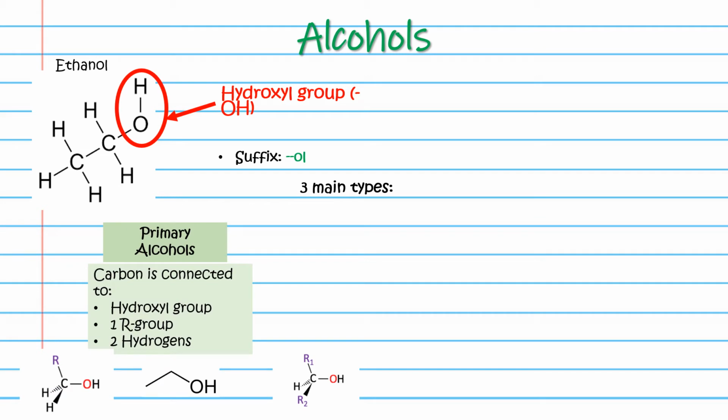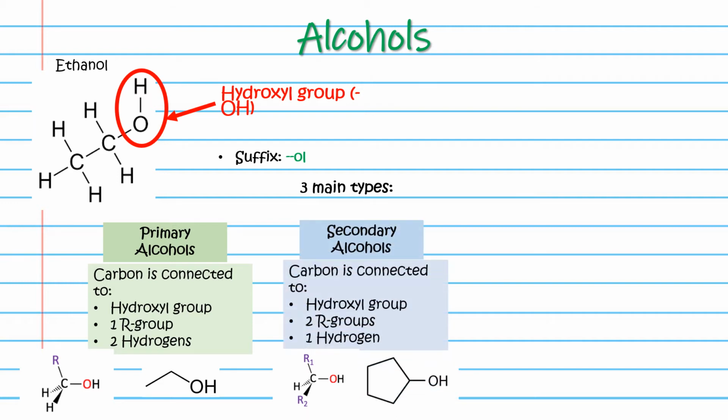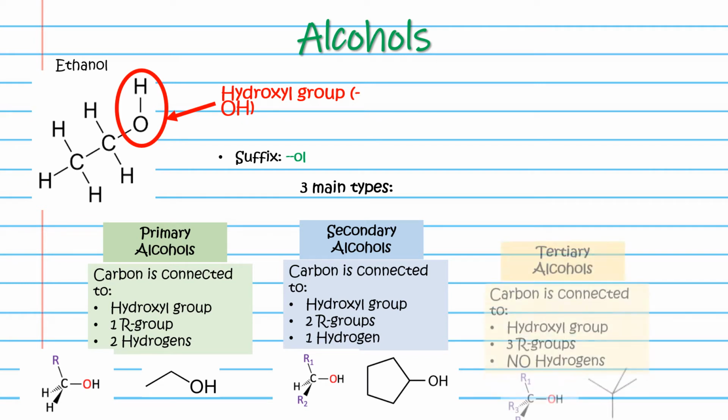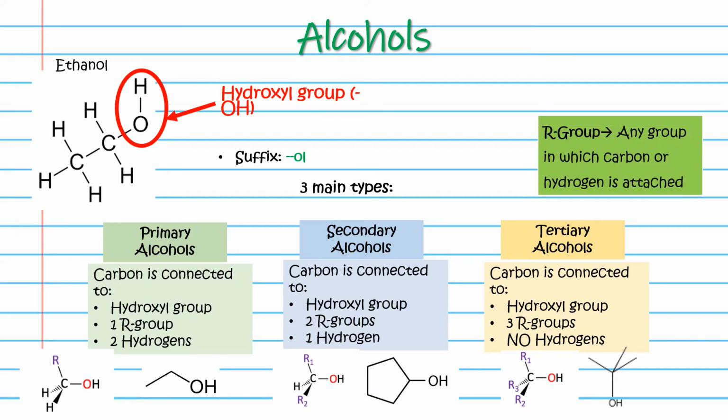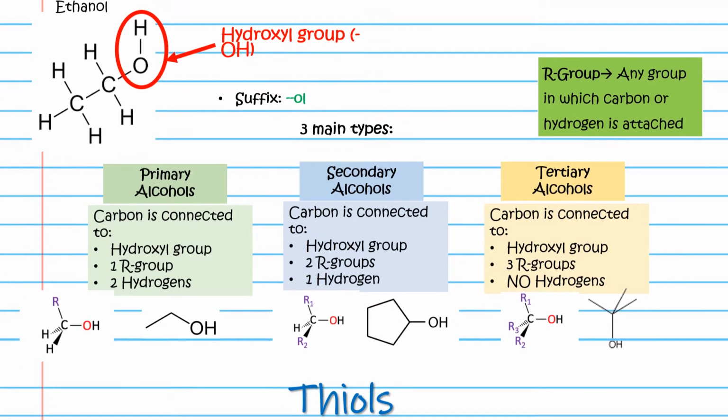So the primary alcohols are going to be attached to 2 hydrogens, the hydroxyl group, and an R group. The secondary alcohols are going to be attached to 1 hydrogen, the hydroxyl group, and 2 R groups. And a tertiary alcohol is going to be attached to a hydroxyl group and 3 R groups and no hydrogens. So just a quick reminder, an R group is any group in which carbon or hydrogen is attached.